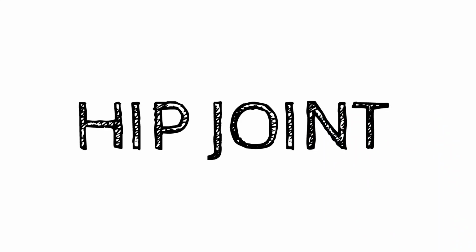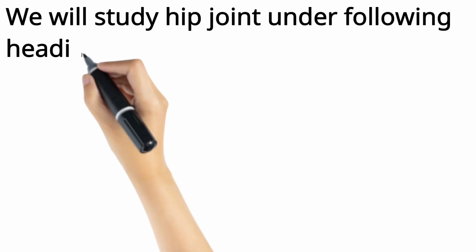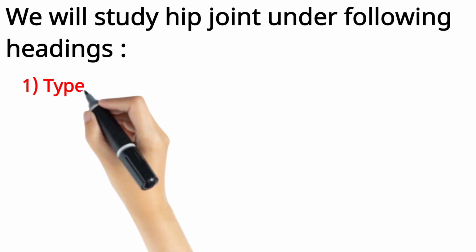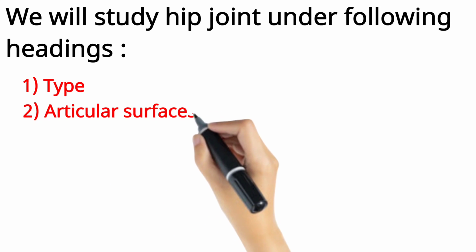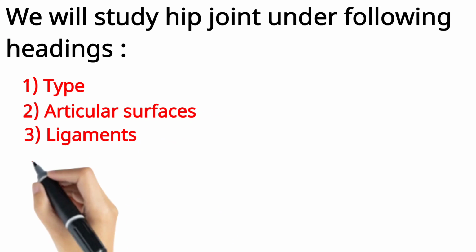To start with, I am going to tell you some of the subheadings under which we are going to learn the hip joint. The first subheading is the type of joint. We'll see which type of joint the hip joint is. After that, we will move on to the articular surfaces. By articular surfaces, I mean the surfaces of the different bones which are involved in making the hip joint. And then third, we will see the ligaments of the hip joint.